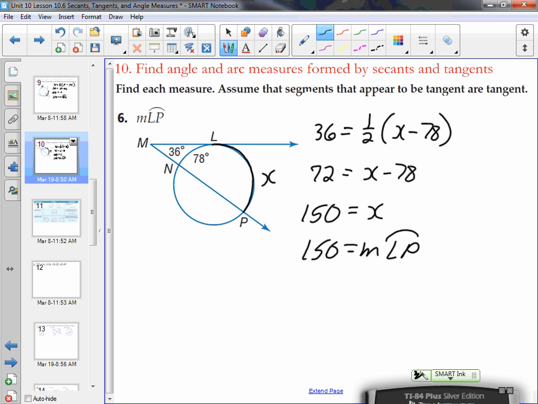All right. You just got to remember, when the vertex is in the exterior of the circle, the measure of that angle formed, whether it's by 2 secants, 2 tangents, or one of each, is half the difference of the intercepted arcs.